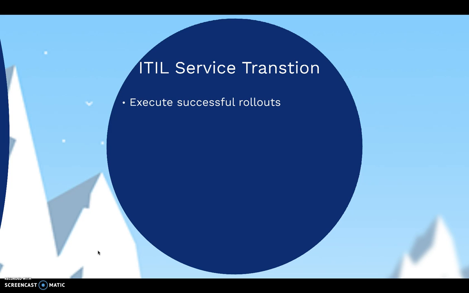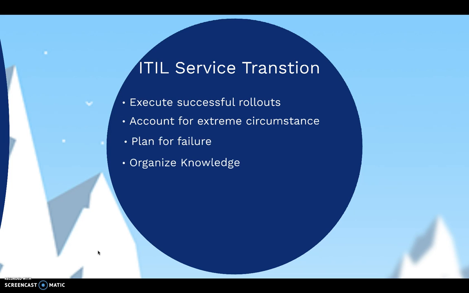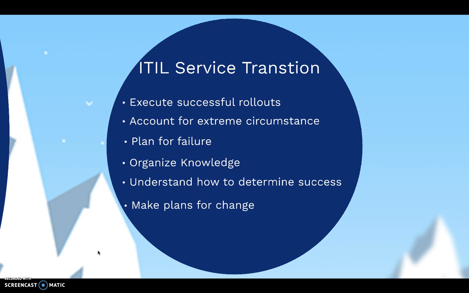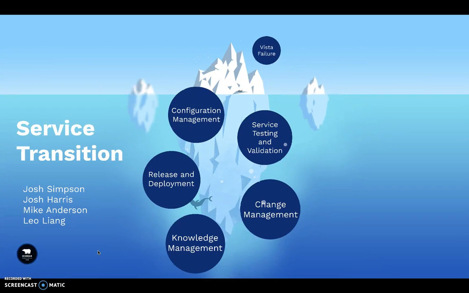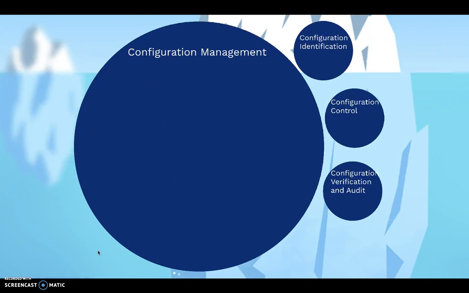Successful service transition involves accounting for extreme circumstances, planning for failure, organizing knowledge, understanding how to determine success, and making plans for change. There are 5 key activities that should be implemented as part of IT service transition. Let's take a look at each one to understand more about the story of Windows Vista and how it could have been averted. Let's start by walking through how Microsoft created Vista.